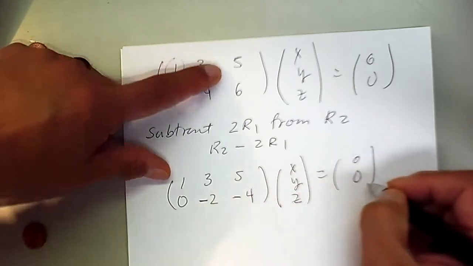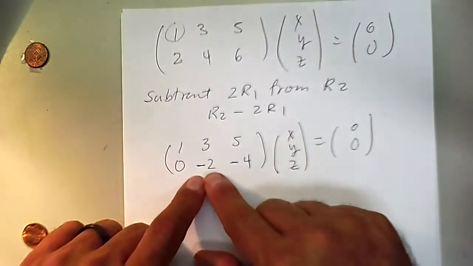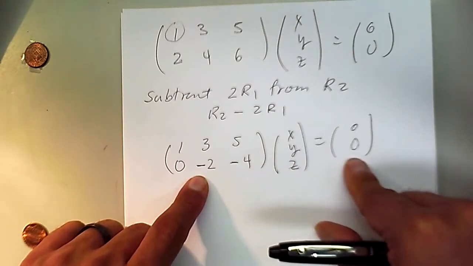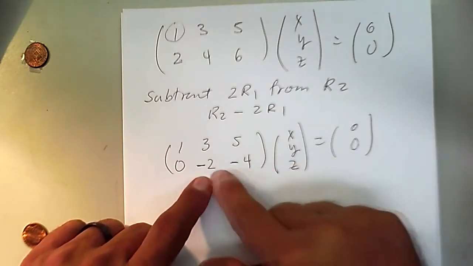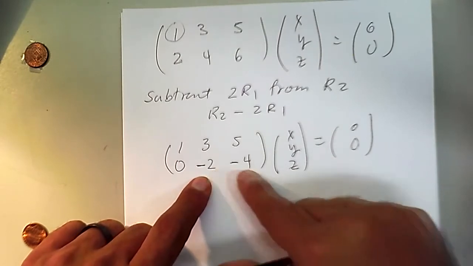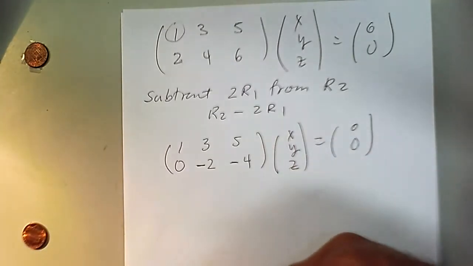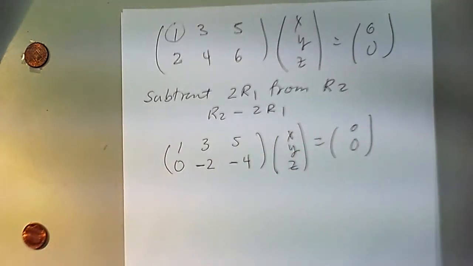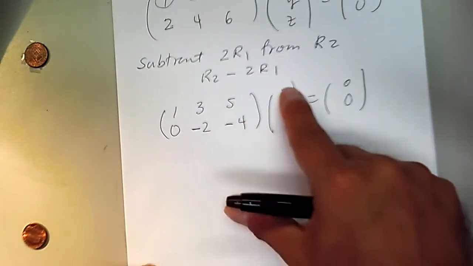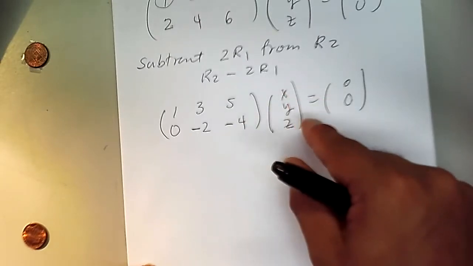So what this new equation is saying is that negative 2y minus 4z is equal to 0. Well, we can divide by negative 2 because we have an equation, and in an equation we're allowed to divide by or multiply by a non-zero number anytime. And that's going to give us an equivalent system of equations. By equivalent, what we mean is that the solutions are not going to be changed.